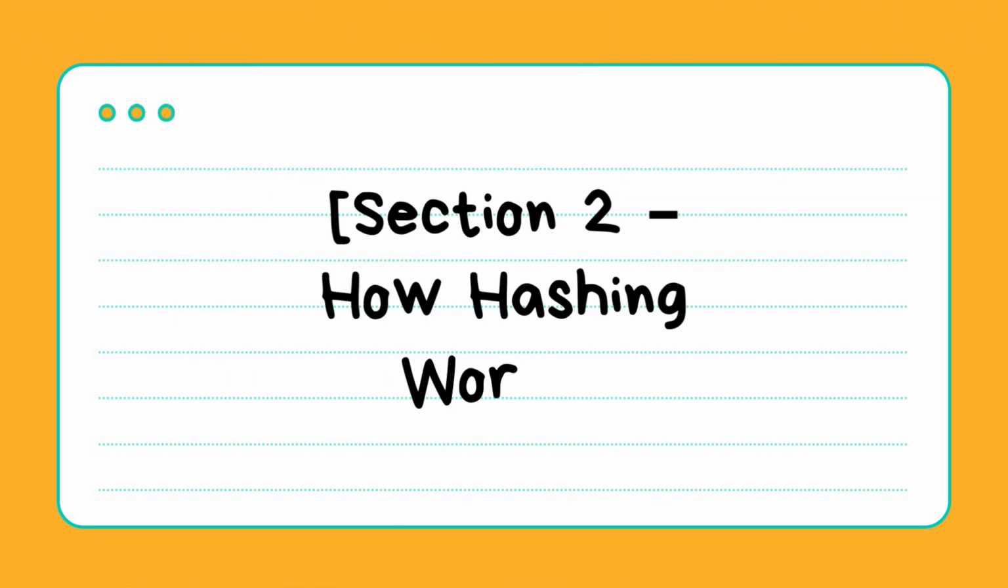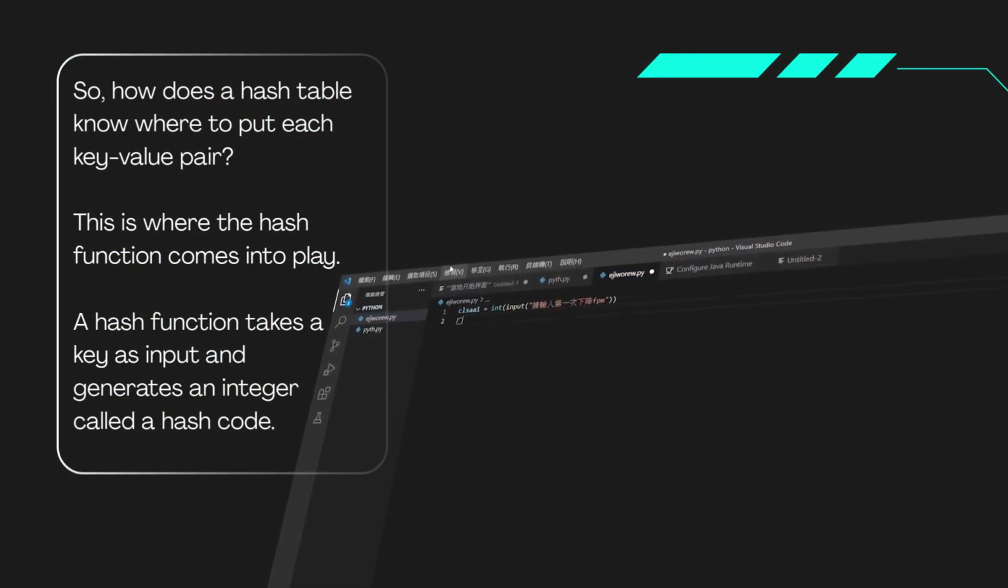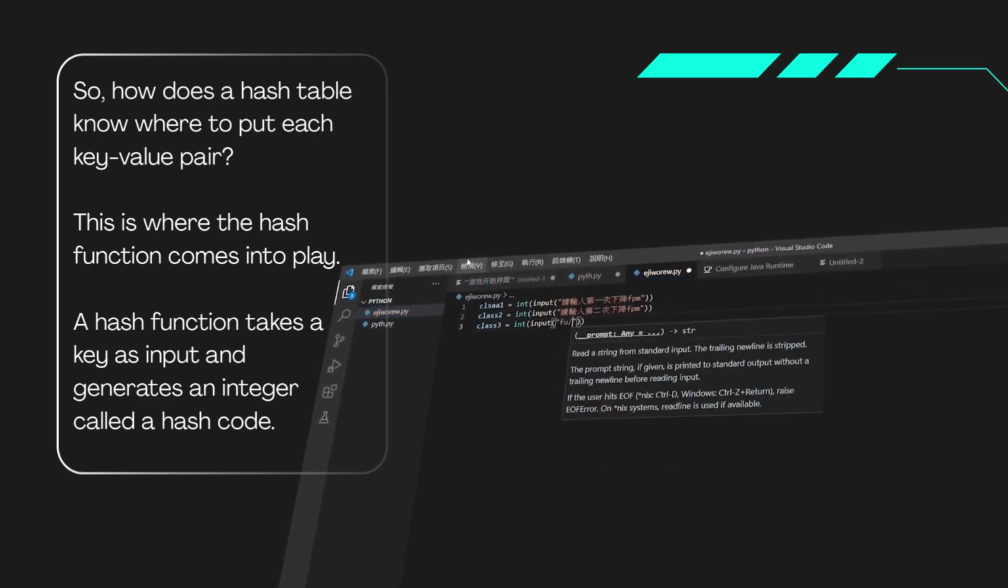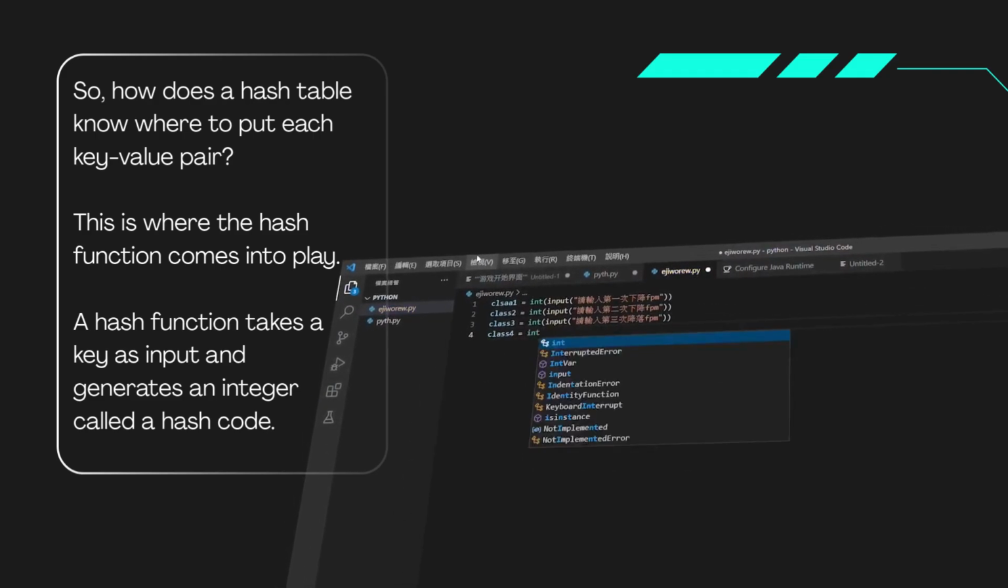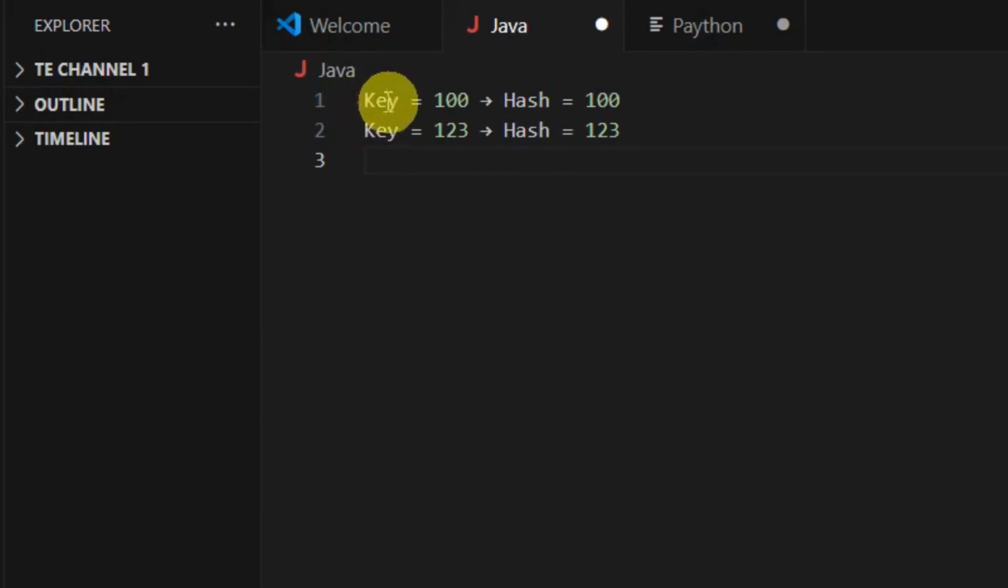Section 2. How hashing works. So, how does a hash table know where to put each key-value pair? This is where the hash function comes into play. A hash function takes a key as input and generates an integer called a hash code. For example, key equals 100, hash equals 100; key equals 123, hash equals 123.